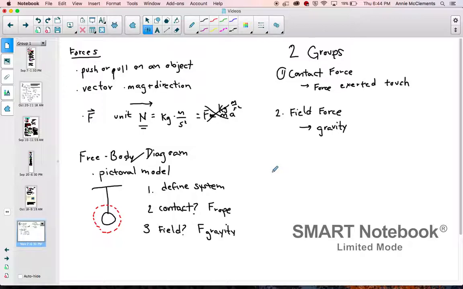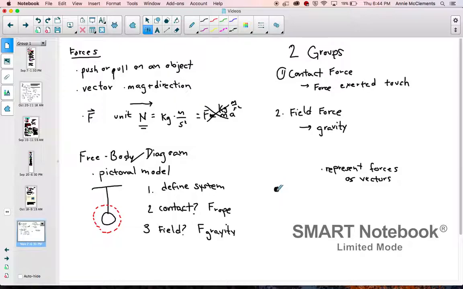So for my free body diagram, I essentially represent the system as just a dot. I've taken everything that's in this red circle and polished it down to just a dot. This is my system. And then I'm going to represent forces as vectors.